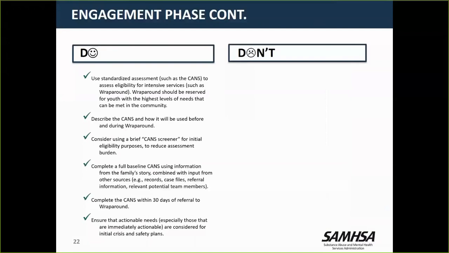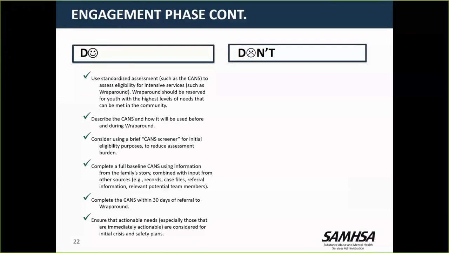Consider using a brief CANS screener for initial eligibility purposes. A lot of actors in the systems of care are not going to have an in-depth understanding of the family strengths and needs, but yet you want to get families quickly to the right size help. So a lot of states out there do use brief CANS screeners and then use the full CANS as we engage families more fully in models such as wraparound. As John has said several times, complete a full baseline CANS using information from the family's story.